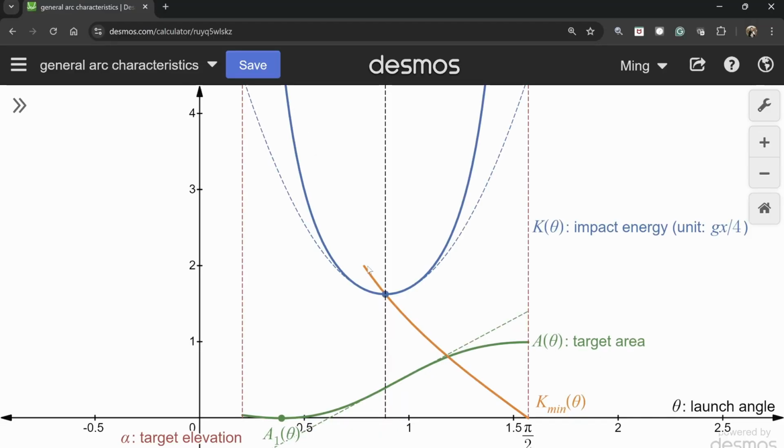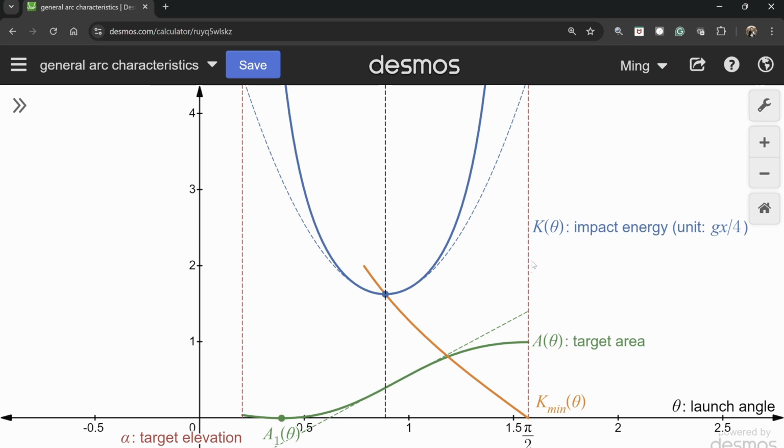The blue solid curve is the function k theta. Actually, that's not entirely accurate. This is in fact the dimensionless version of k theta, in which I use the custom unit g times x over 4. This is a constant for the free throw problem, because g is a constant, and x, that's the free throw line distance. Gx over 4 is roughly 11.12 joules per kilogram.